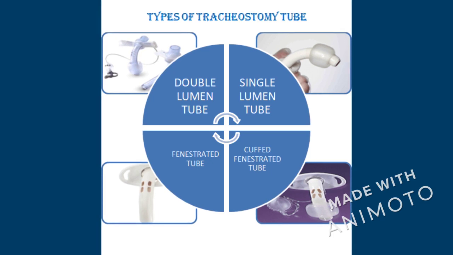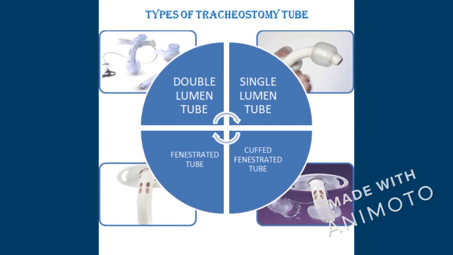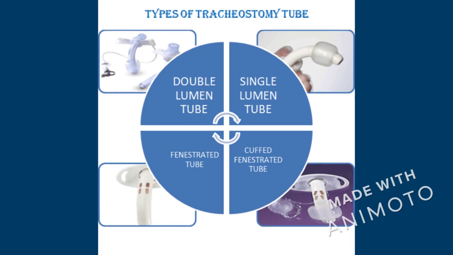There are four types of tracheostomy tubes. First is the double lumen tube. Second is the single lumen tube, third is the fenestrated tube, and fourth is the cuffed fenestrated tube. Now we are going to read about this in detail.